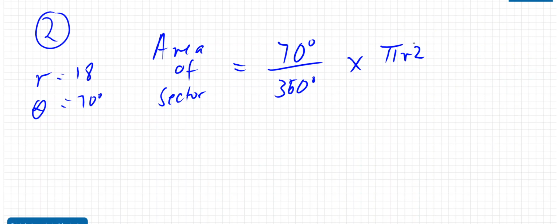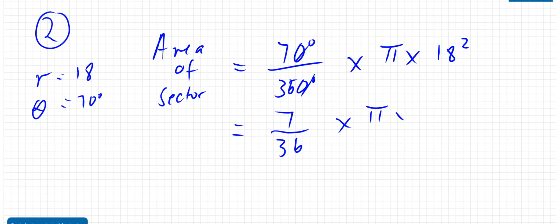I'm going to do my r as well. So just squeeze it in here. Sorry, r is 18, so times 18 squared. So substitute your values into that formula we had, and then just simplify and multiply. So then we're left with, if I cross off my zeros, 7 over 36 of pi times 18 squared, which is 324. Sometimes it helps to break up your equation and do some parts step by step, just so you don't make a mistake entering it all into your calculator.